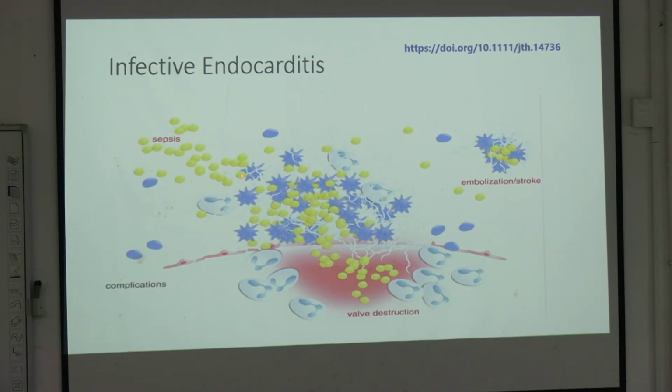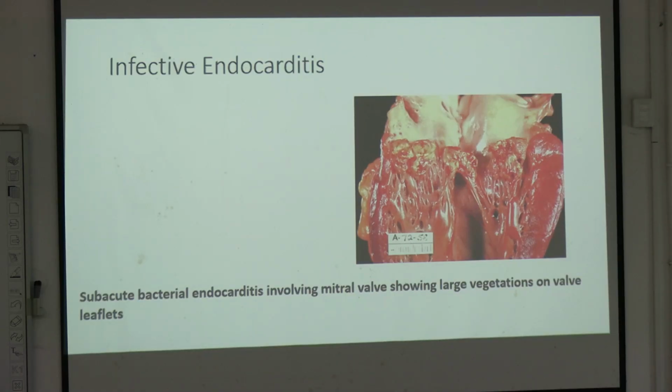Alternatively, the bacteria within this vegetation may multiply rapidly to form what is called sepsis. So these are the complications of acute endocarditis. Now, I think in this picture you can see in this valve there are the vegetations.